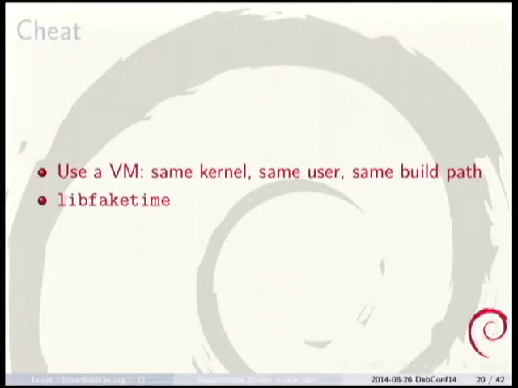No. So we could cheat. That's the way the Tor browser does it. They use a VM, that's the Gitian thing, the Bitcoin people also use that. Everybody who's building the thing gets the same virtual machine image. And so they have the same kernel, the same user, the same build path because it's basically the same file they share. And for example, they also use tools like libfaketime, which fakes the time. So that's one way to do it.